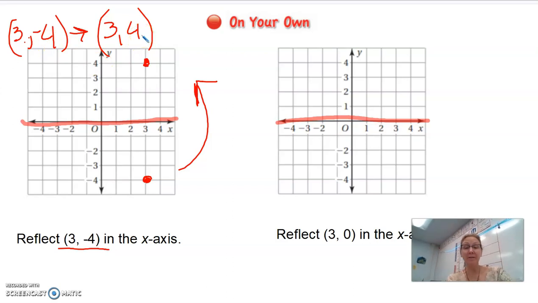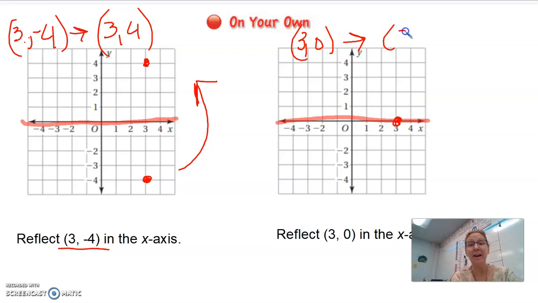Okay, now I have a tricky one. It's (3, 0). So I go over 3, and 0 says stay in the same place. That point is already on the x-axis, so there's nowhere to reflect it to, right? It can't flip up or down, so it stays where it is. That is the reflection because it's already on the x-axis.